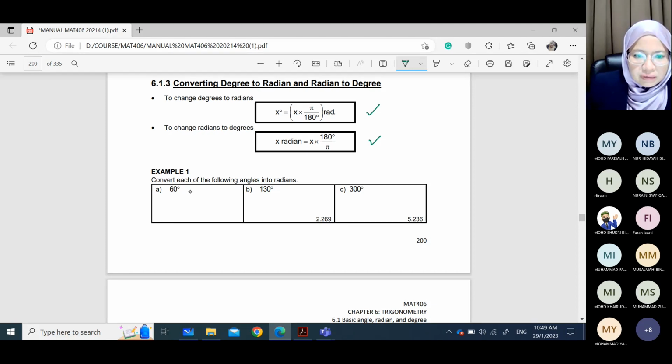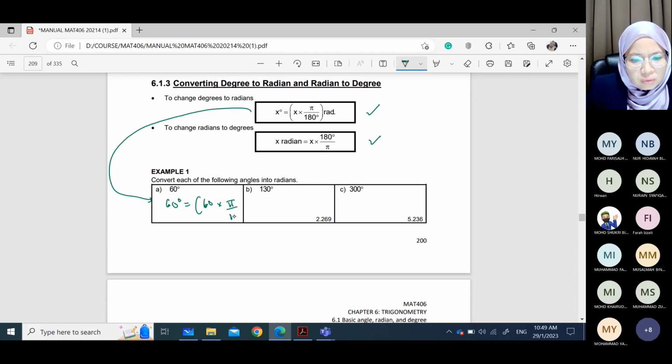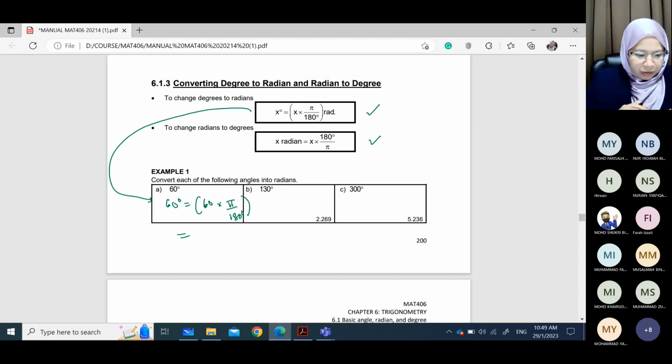Okay, so kita ada 60 degrees. So based on the formula yang ni, 60 degrees is equivalent with 60 multiply with pi over 180 degree. Okay, so kita darabkan. So 60 over 180, it is 1 over 3. So 1 over 3 pi. So this one in the radian unit. 1 over 3 pi radian.